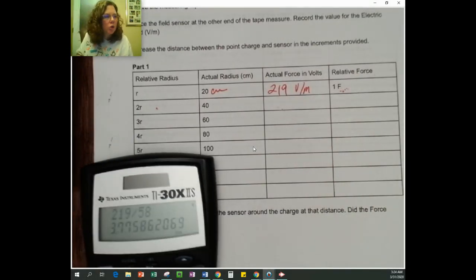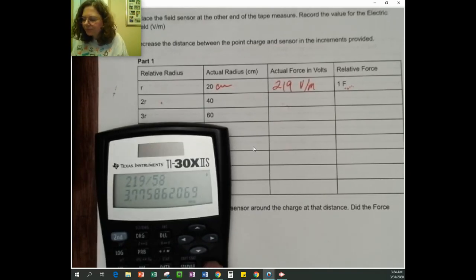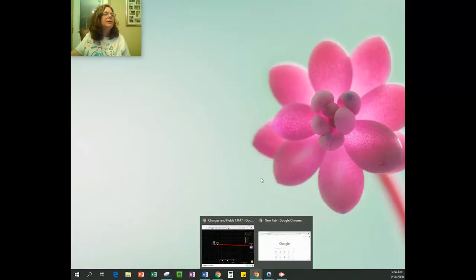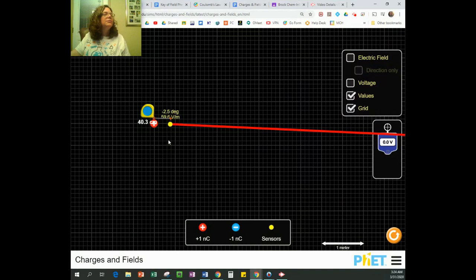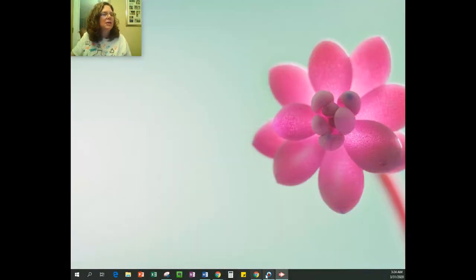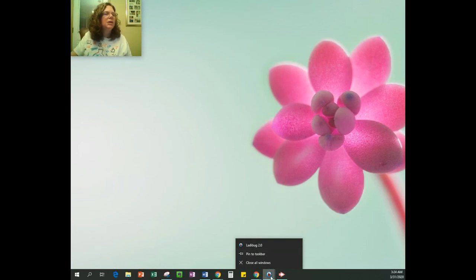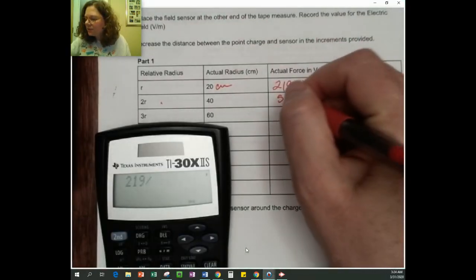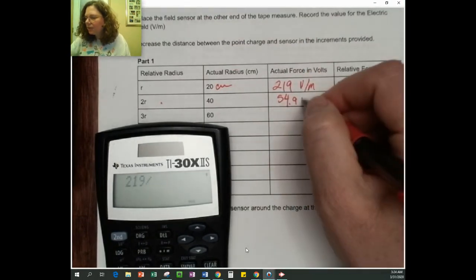All right, so we got 219, and we're dividing by the force that it gave us. And what was that? I finally decided it was 54.9. Volts, meters.